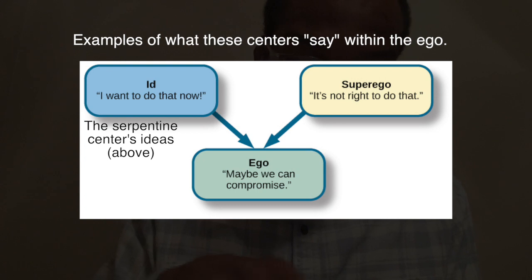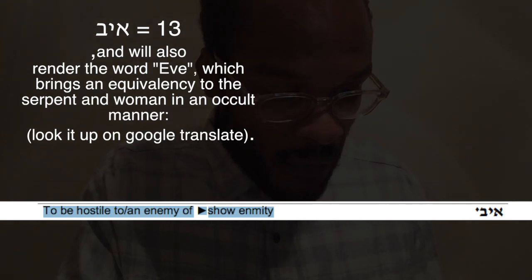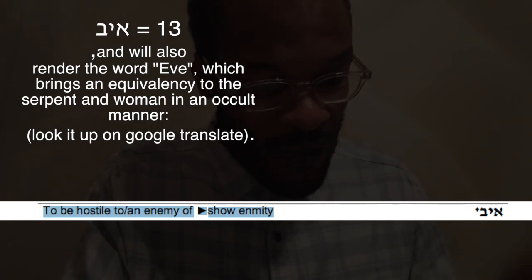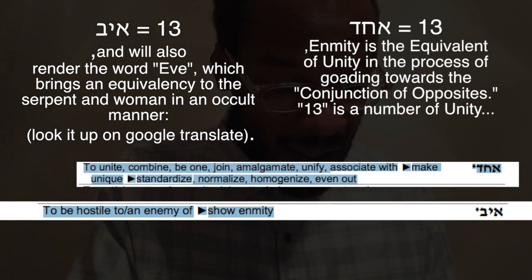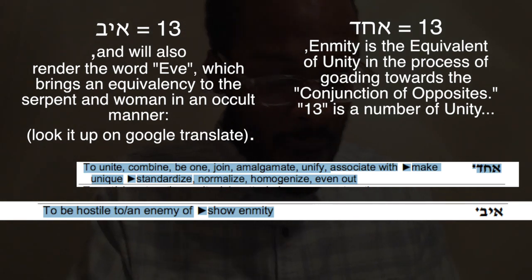Furthermore, the woman is cursed in addition to the serpent, causing enmity to exist between her and it. Okay, now there's a footnote about the word enmity. Enmity is eiv, to be hostile to an enemy, show enmity. Yet eiv equals 13, and 13 equals achad, to unite, combine, be one, join, amalgamate, unify, associate with, make unique, standardize, normalize, homogenize, even out.